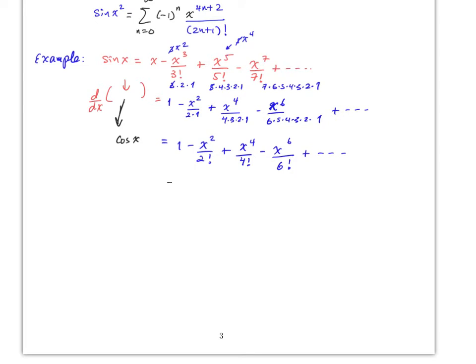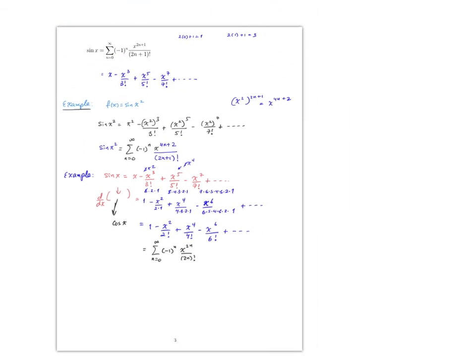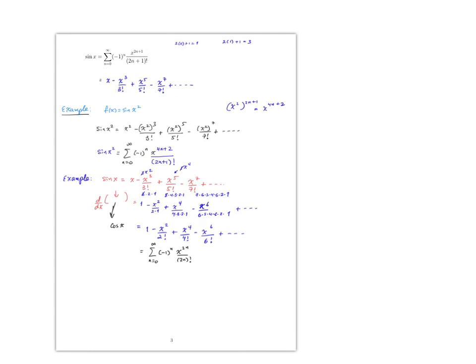Now I will write this in sigma notation. This is the sum from n equals 0 to infinity, negative 1 to the n, and then it's x to the 2n over 2n factorial. Which, if you look closely at this, it should be obvious that if you take the derivative of this, it will give you this. So this is not a secret.